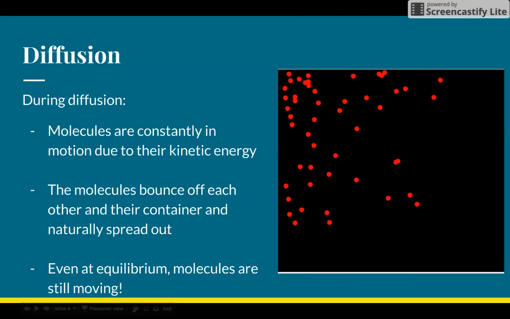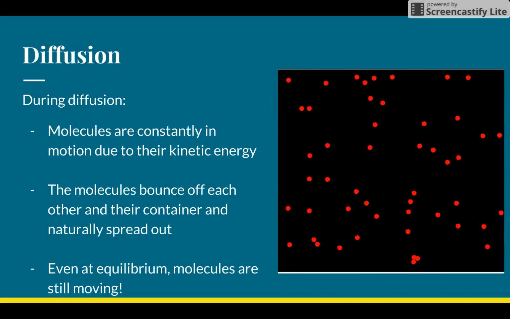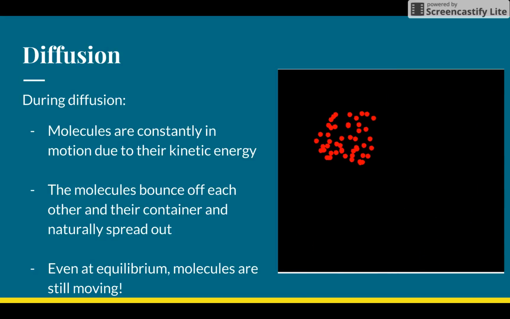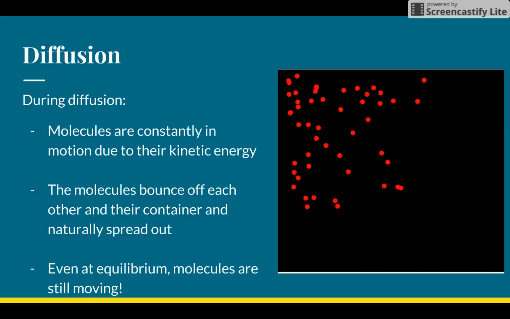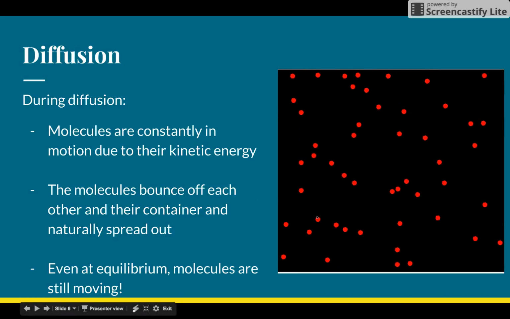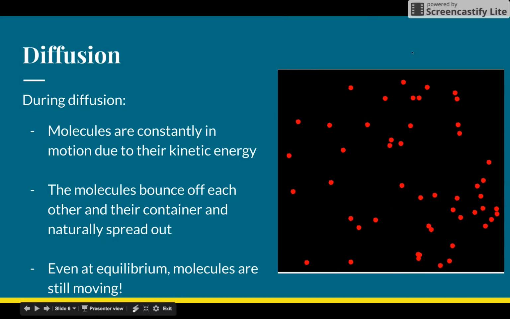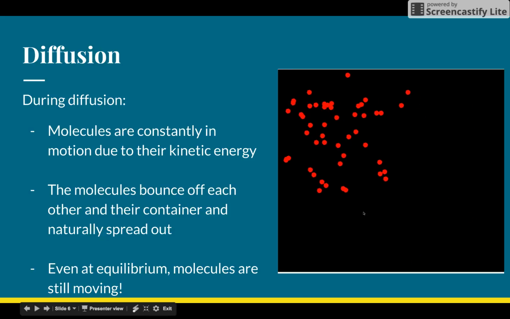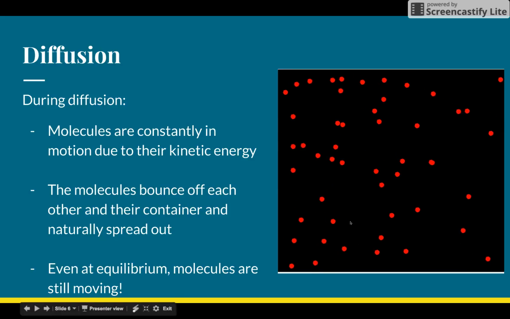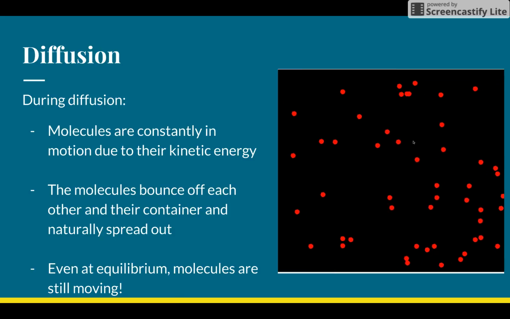It is important to note that during diffusion, the molecules are moving in the direction they do because they constantly are in motion due to their kinetic energy. All molecules are constantly in motion. And these molecules bounce off each other, and they bounce off the sides of their container, and eventually they just naturally spread out and have an equal distribution throughout the entire space. Note that even though they're at equilibrium, the molecules are still moving. But once they hit equilibrium, they stay at equilibrium.